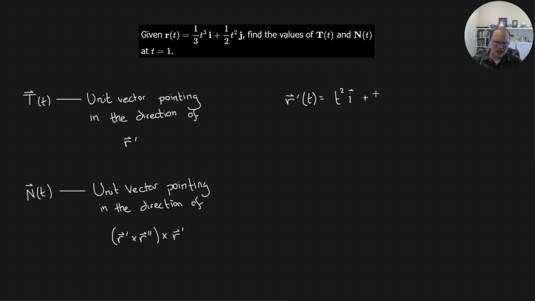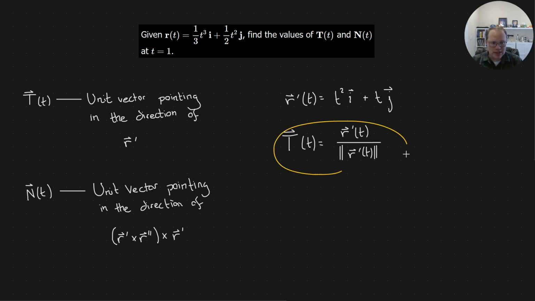1/2 t squared, that's just t. So this is pointing in the direction I want my unit tangent vector in. Once I'm in the direction, to make it a unit vector, I just normalize it. So my unit tangent vector is what I just found, divided by the norm of the vector.